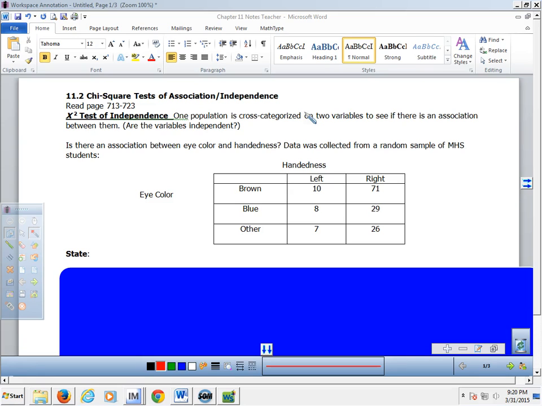Data was collected from a random sample of MHS, Magruder High School, and we'll stick with Magruder High School for right now instead of trying to change it over to FCHS. But anyway, data was collected from a random sample of Magruder High School students.